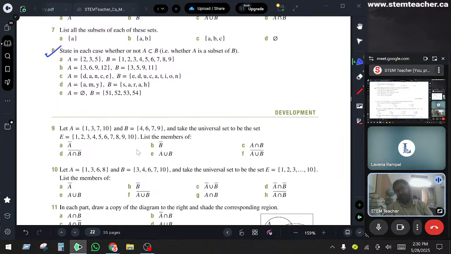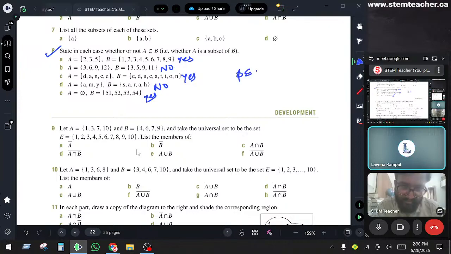Now please comment on the eighth question. Yes for A. No for B. Yes for C. No for D, and no. It is yes. The empty set is a subset of every set. Okay. What about this seventh one?